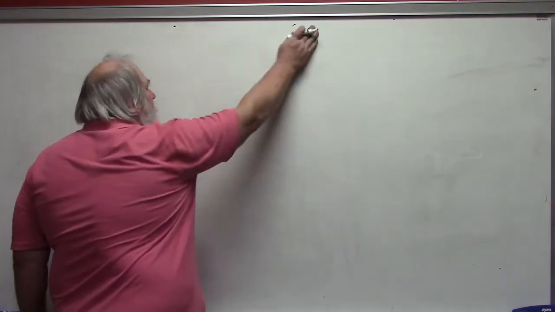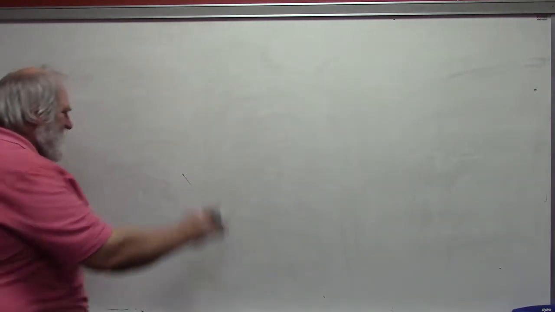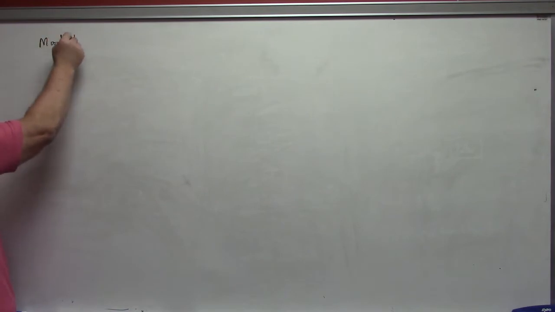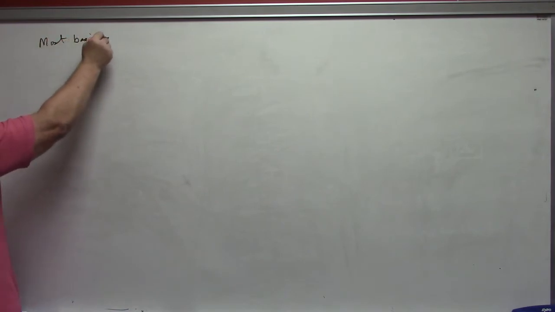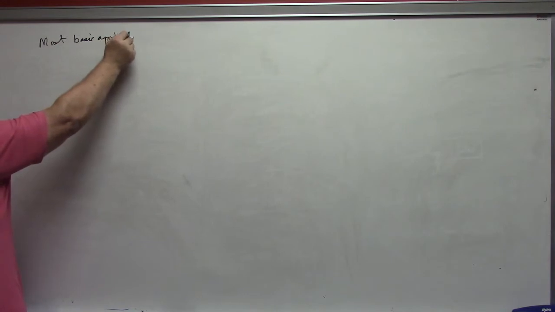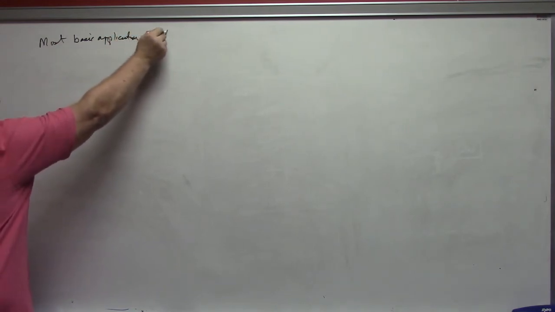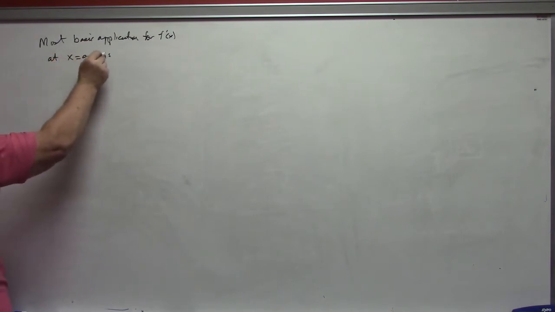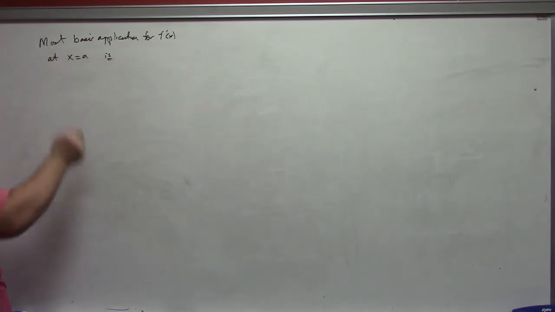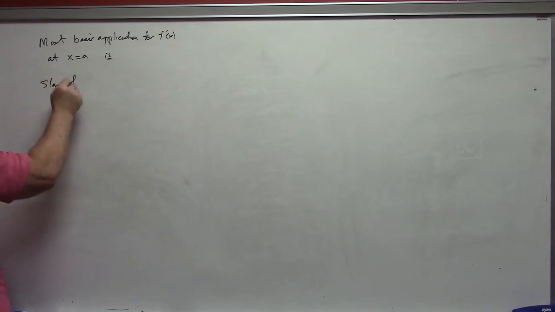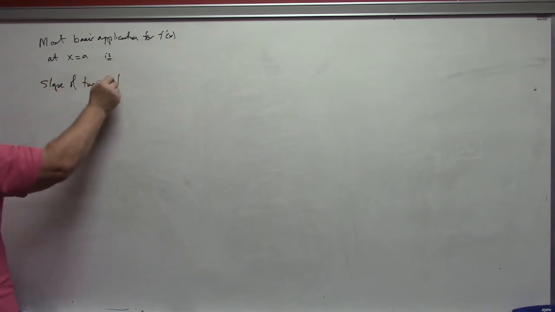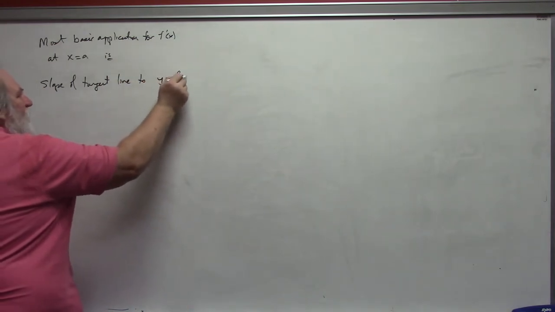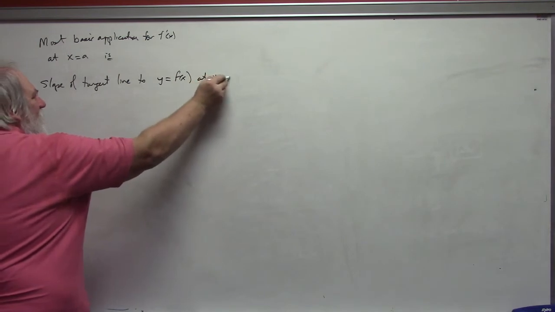So, the most basic application of the derivative is that f prime of x at x equals a is the slope of the tangent line to y equals f of x at x equals a.